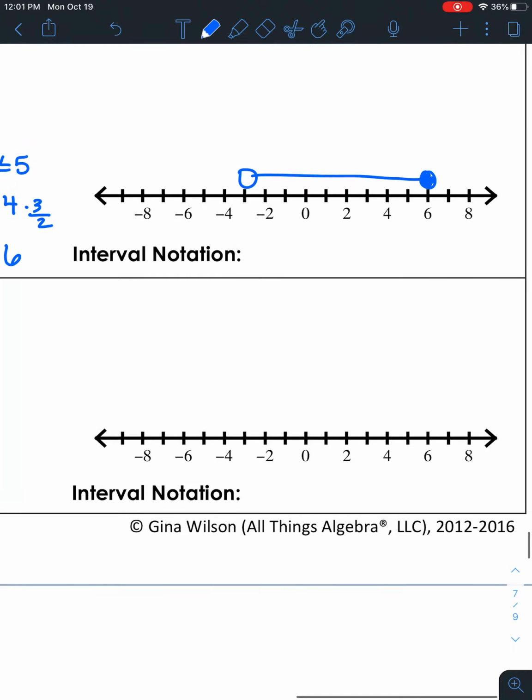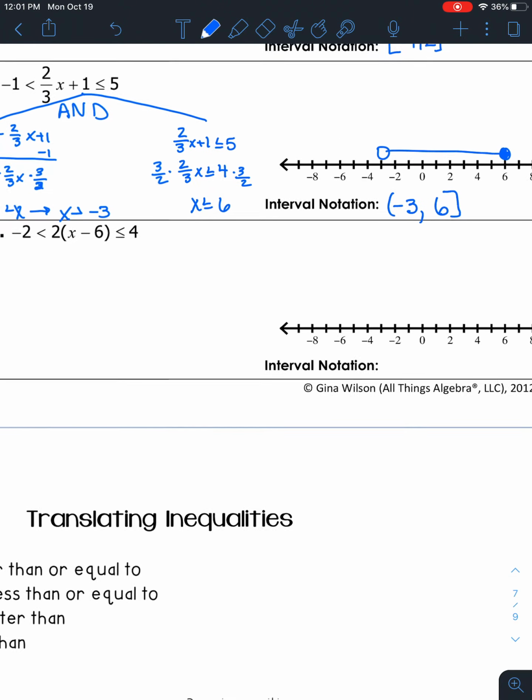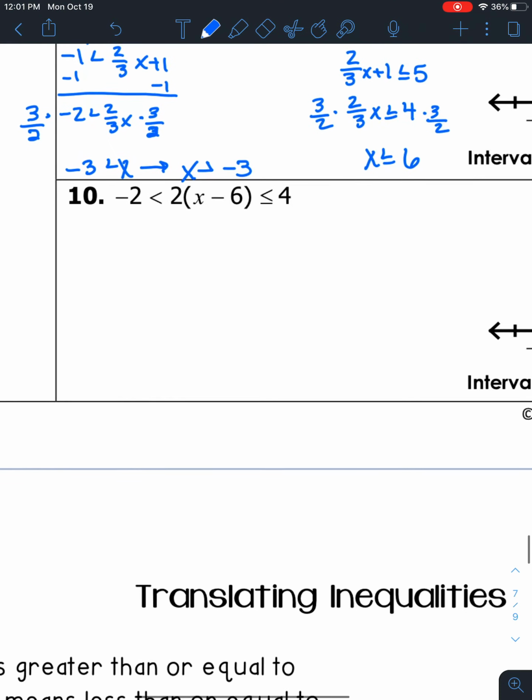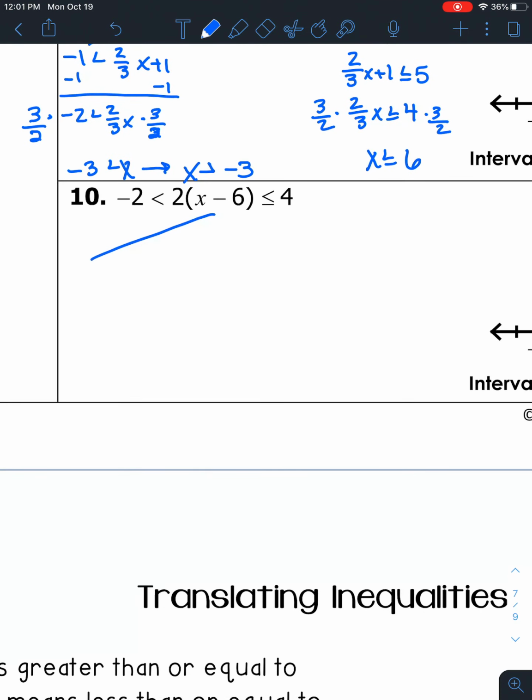Diving in for my interval notation, the first answer I'm going to hit is an open circle at negative 3, so that gets a parenthesis. And we're going all the way to 6, which is a closed circle, which gets a bracket. All right, last one here. So again, two different equations.